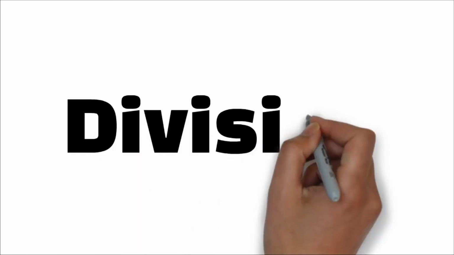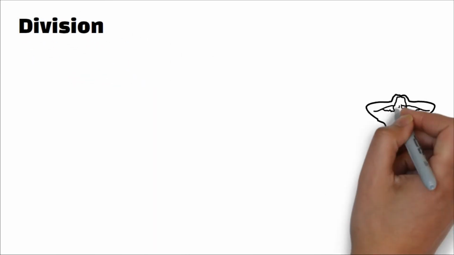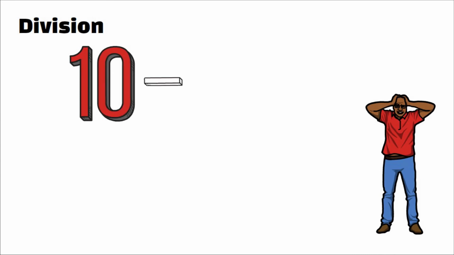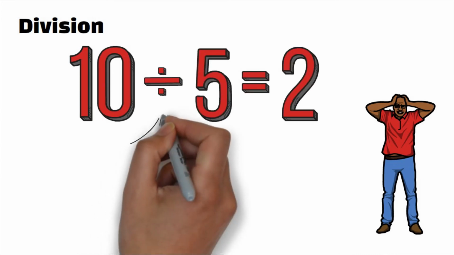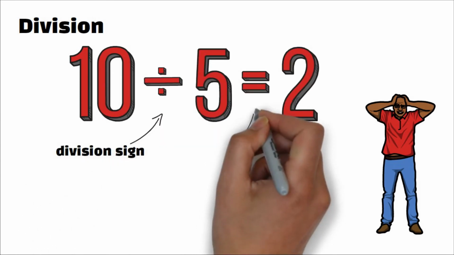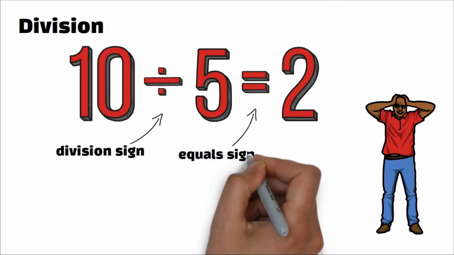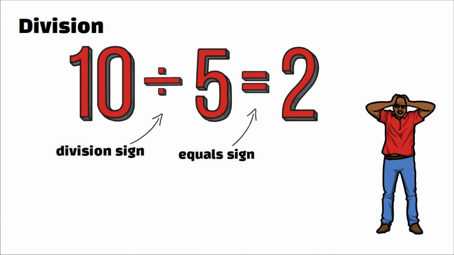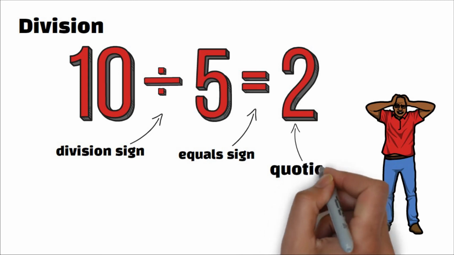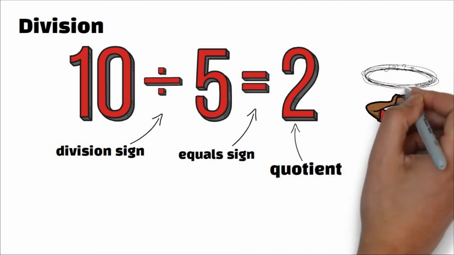Let's now move on to division. The symbols used here are the division sign and again the equal sign. The result of a division is called a quotient.